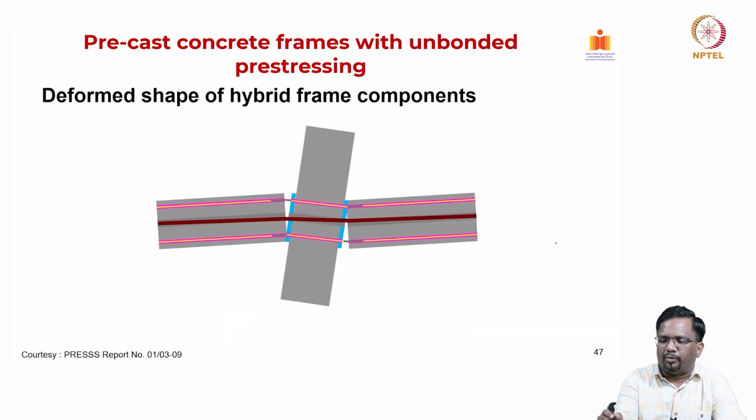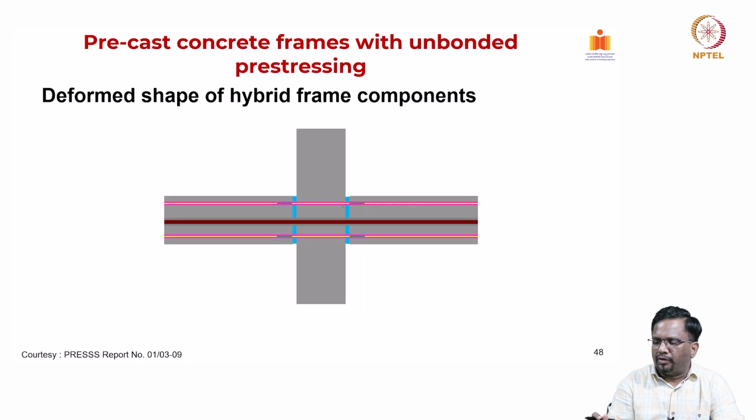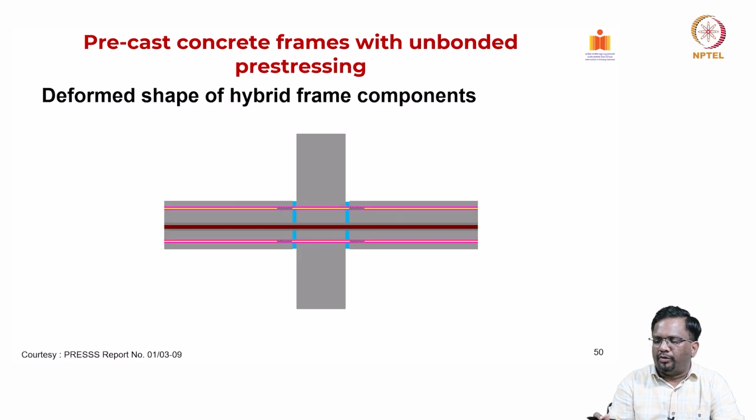Now what is the deformed shape of a hybrid frame component? Again, these schematics are taken from the PRESSS report, and you see here the deformations are happening only in these regions at the joint. Now the column is also going back and forth, and columns can also be post-tensioned, which is typically done, and you will have rocking mechanisms happening in the columns as well. So you get this kind of a failure, but you see here only at the interfaces the deformations are localized, and the damages are also going to be localized only at that interface region.